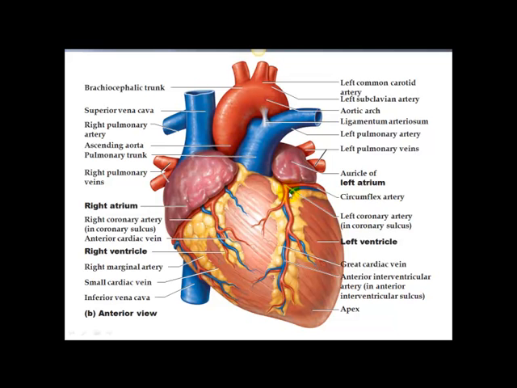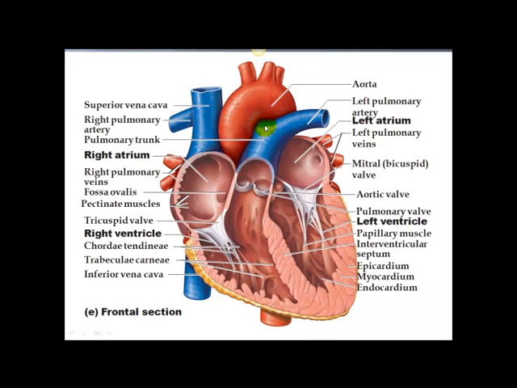Just as a general rule, any of these red guys here we're going to call coronary arteries, and any of the blue ones we'll call cardiac veins. The ligamentum arteriosum is simply a ligament that holds the aorta. Internal anatomy, and this is good for learning blood flow through the heart.